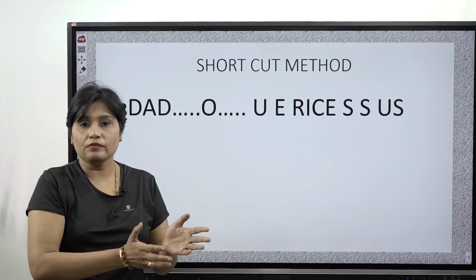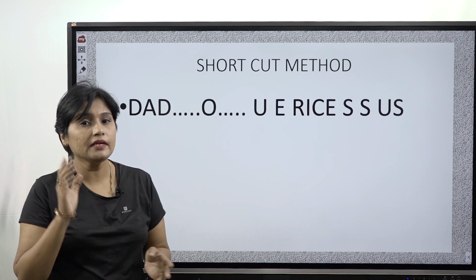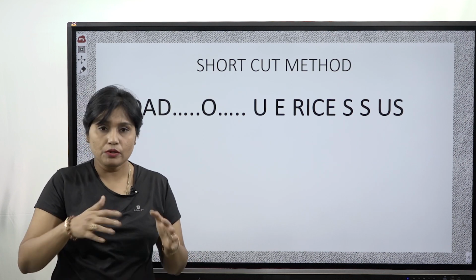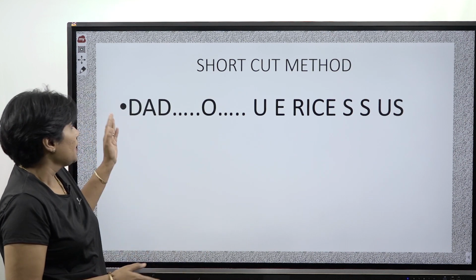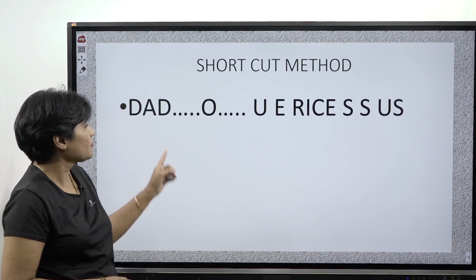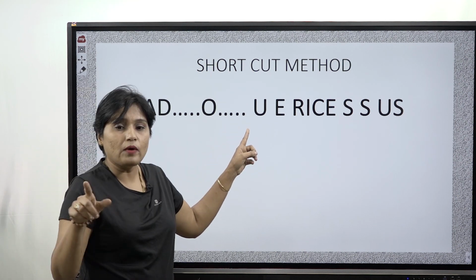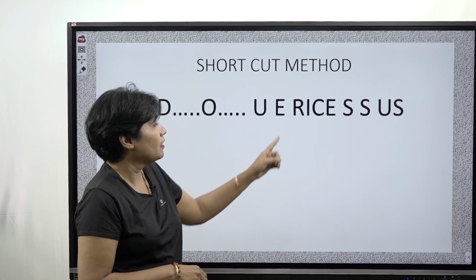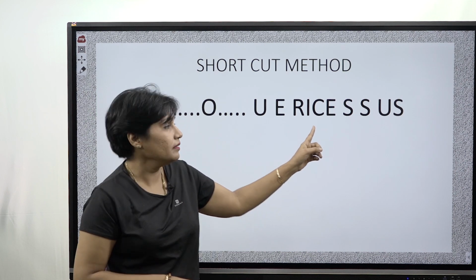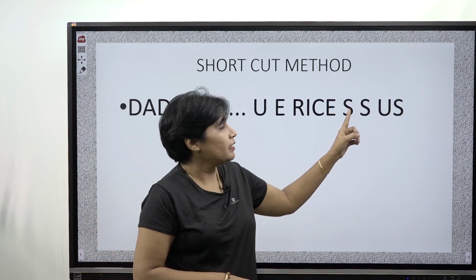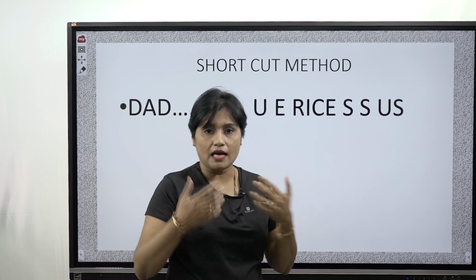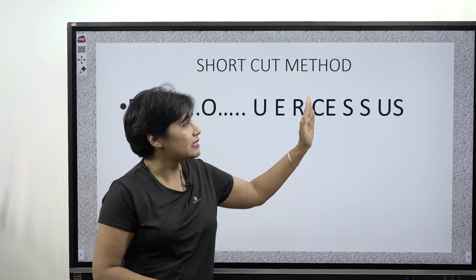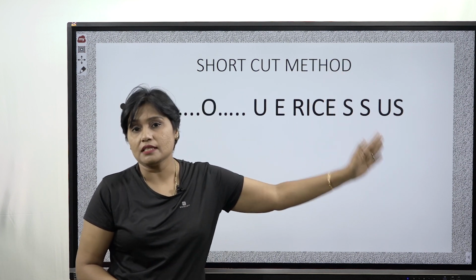So, when a 14 principles of management question is asked, immediately you can think of this funny statement and then the points will automatically flow. So you will not forget any point. Now, you have DAD, that is dad. O. Instead of YOU, I have taken capital U. E for eating. RICE, rice. S for, you can take sambar. S for sandwich. US, us. So the statement is, Dad, oh, you're eating rice, sambar and sandwich with us.